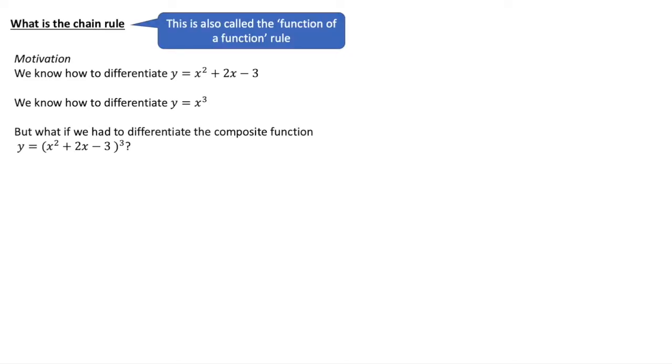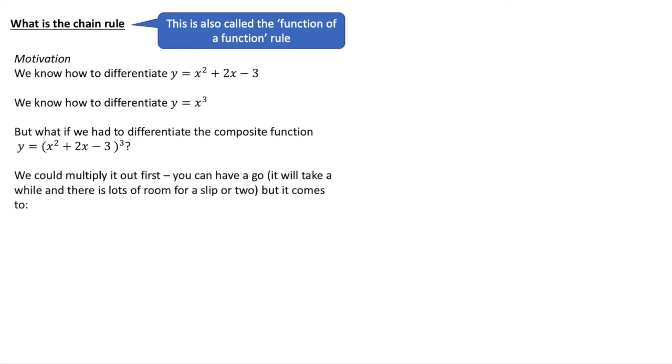As I've mentioned, the chain rule is also called the function of a function rule, and it's important to think of it that way because then you can think of the function acting on a function which acts on a number, and later you'll look at the product rule, which is a slightly different situation. It's important to know the difference.